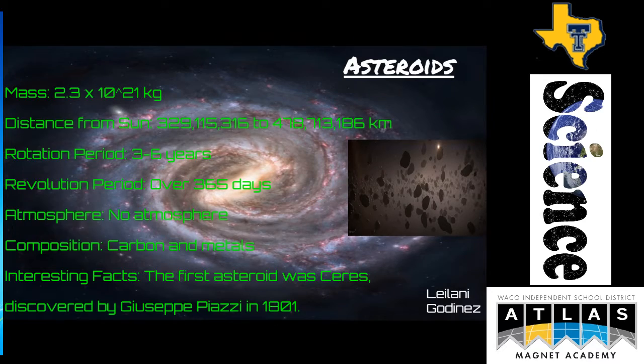Asteroids. The mass is 2.3 times 10 to the 21st power kilograms. The distance from sun is 329,115,316 to 478,713,186 kilometers. The rotation period is 3 to 6 years. Revolution period, over 365 days. No atmosphere. The composition is carbon and metals. An interesting fact is the first asteroid was Ceres, discovered by Giuseppe Piazzi in 1801.